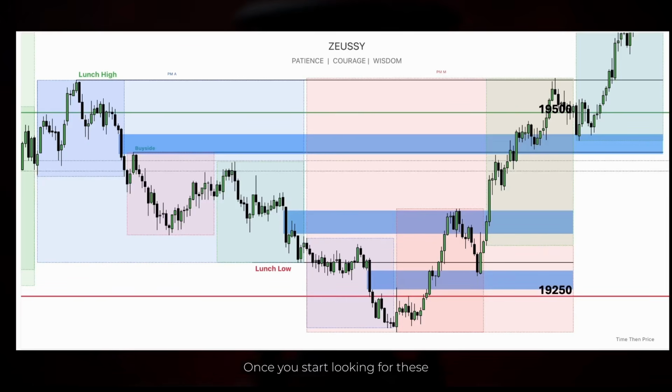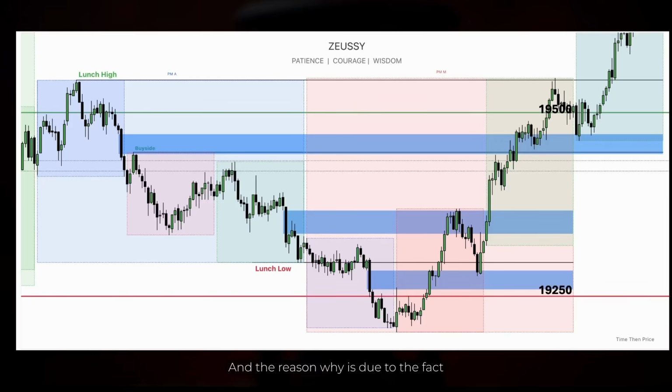Once you start looking for these algorithmic signatures, when it comes to these time cycles, when it comes to these key levels, when it comes to these PD arrays, and you start blending the three elements, it opens up a completely new dimension when it comes to viewing the financial markets. And it will be hard for you to speak to someone who doesn't understand this.